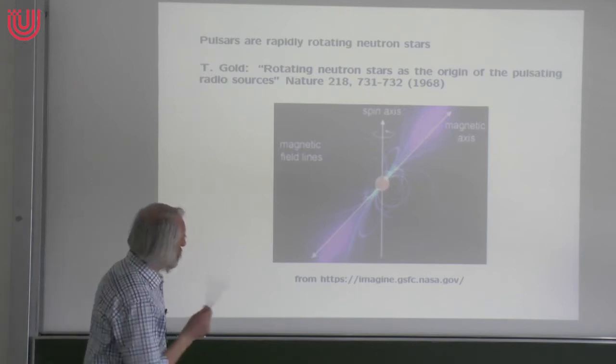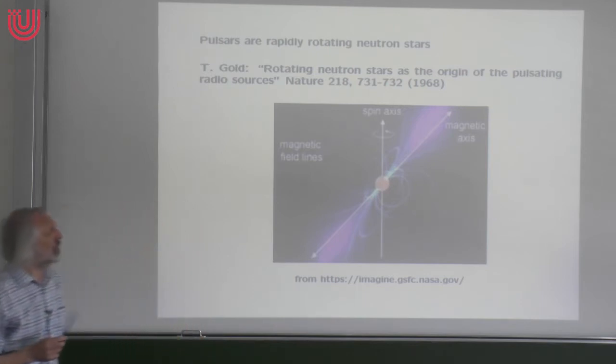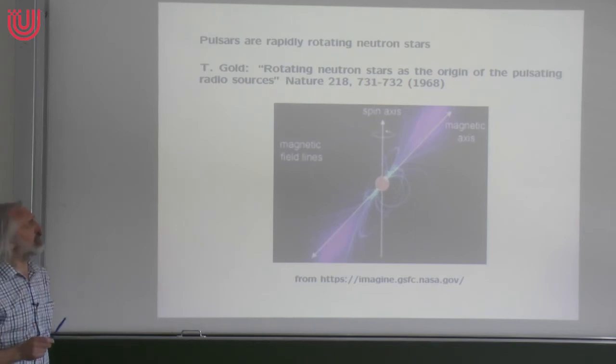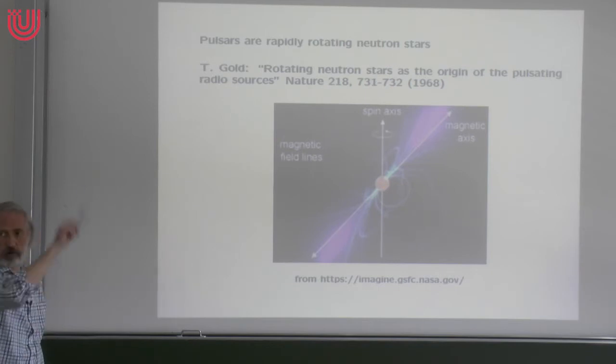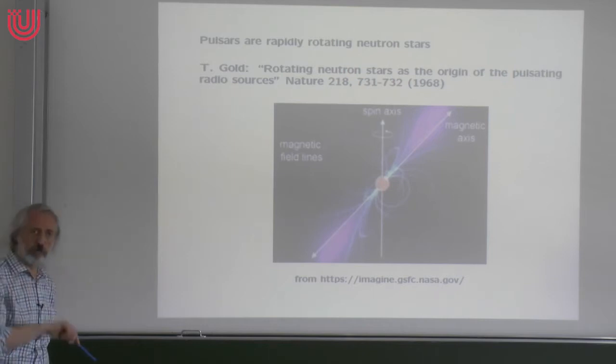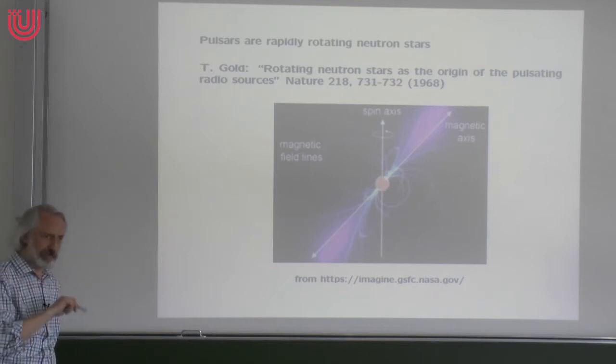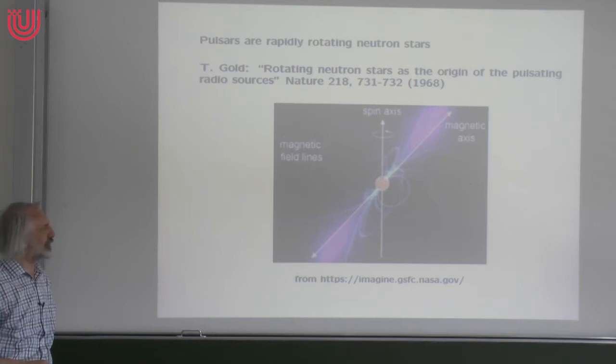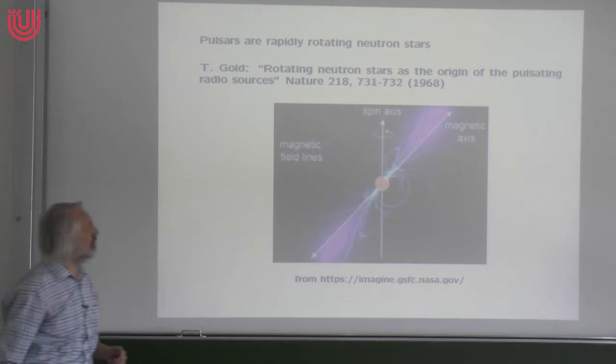One should also mention Franco Pacini. He had published just a few months before the discovery of the pulsars a paper on neutron stars, and he had suggested that they could emit radio waves in this way. But this paper was before the discovery of pulsars. So obviously he did not bring his idea into connection with pulsars. So I think it's fair to credit Thomas Gold.